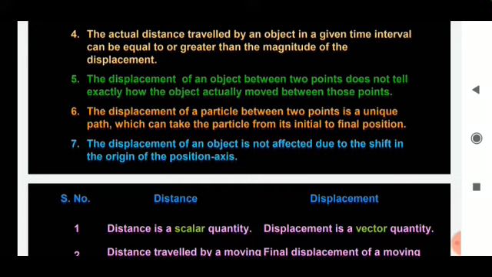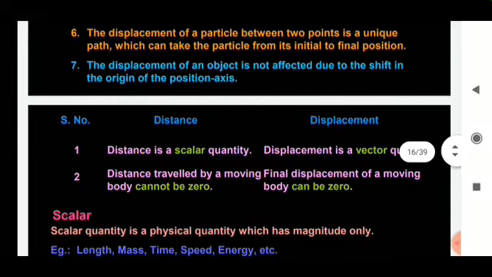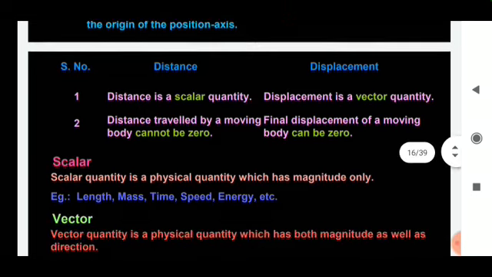The displacement of an object between 2 points does not tell exactly how the object actually moved between those points. The displacement of the particle between 2 points is a unique path which can take the particle from its initial to the final position. The displacement of an object is not affected by the shift in the origin of the position axis.